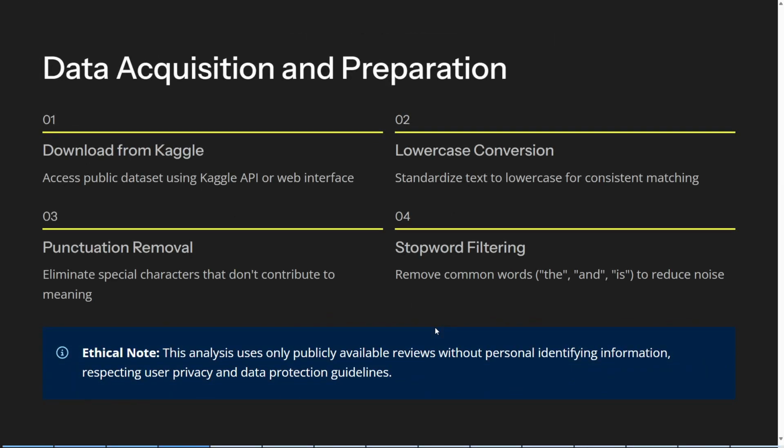So how did I manage to do this? Well, I downloaded the dataset from Kaggle and prepared it for analysis. This involved several preprocessing steps, including converting all text to lowercase, removing punctuation, and eliminating common stop words like "the" and "and". These steps help clean the data and improve model performance, as well as optimize it for the best performance.